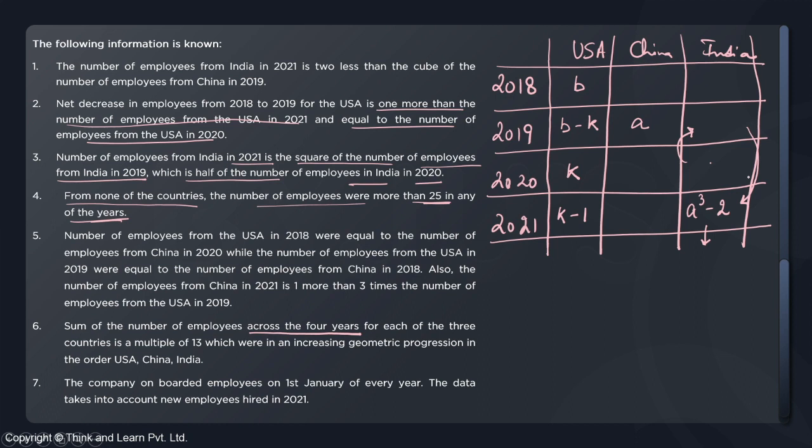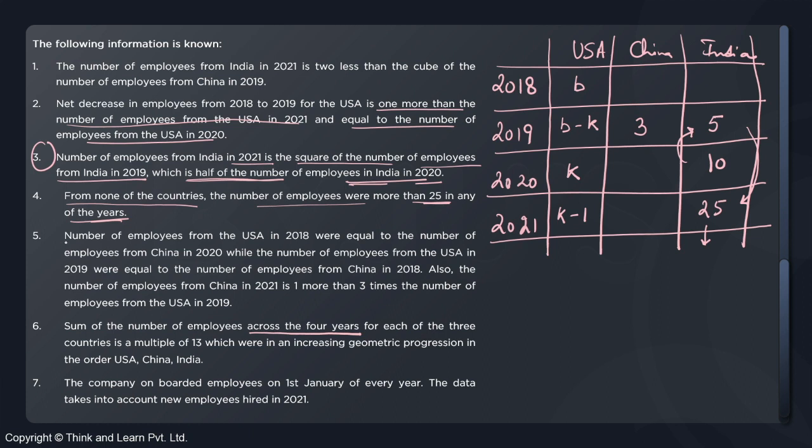That straight away means A cube minus 2 is 25. It is the square of something, so that should be 5. And that 5 is half of it, so that should be 10 according to this information. That this 5 is half the number of employees in 20. So they are 5, 10 and 25. And if A cube minus 2 is 25, what is A? A is equal to 3 because 3 cube minus 2 came out to be 25. So this should be equal to 3.